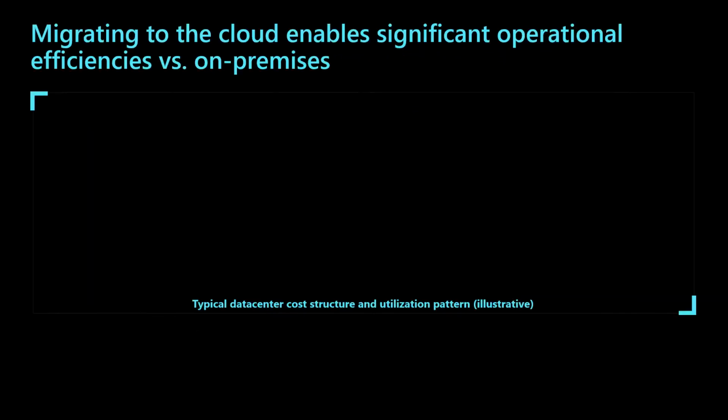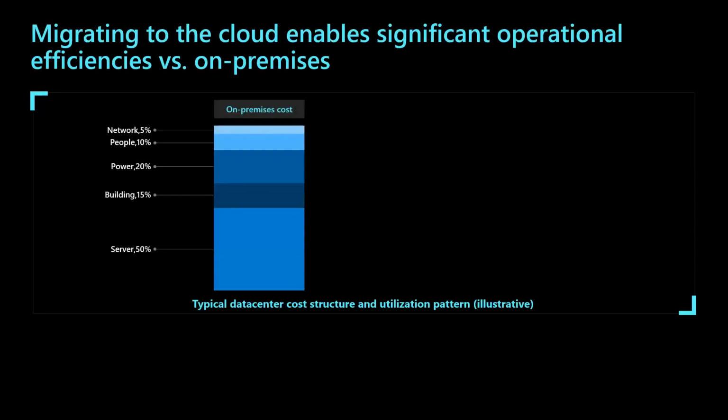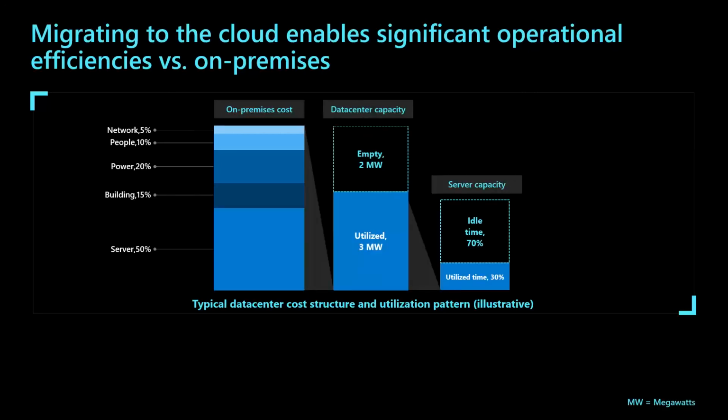So here we're just looking at a typical data center cost structure, where in the on-prem cost we've got the server hardware, that's 50% of the total cost. We've got the building, which is some real estate, that's 15% of the cost. Power, people, and network make up the balance of that on-premise cost. And then for the data center capacity, we've got maybe 60% of the data center capacity used and 30% unreserved.